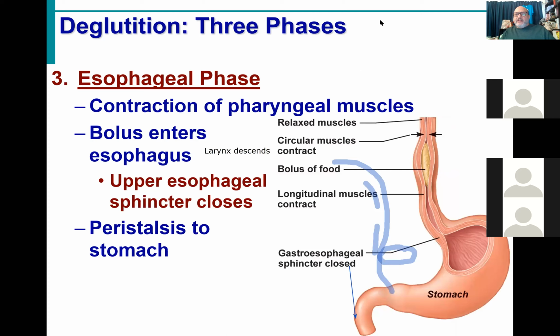Where notice there is yet again a second valve. And this valve is the lower esophageal sphincter. It is also known as the gastroesophageal sphincter, because gastro refers to stomach. And the top part of the stomach is also known as the cardial region. So it is also known as the cardial esophageal sphincter. So all three of those are appropriate terms for this lower valve, the distal valve of the esophagus.